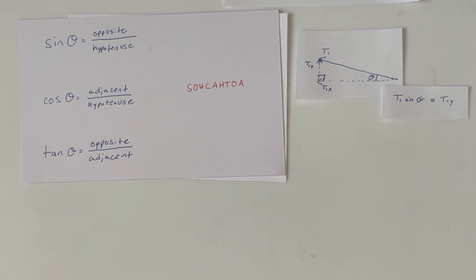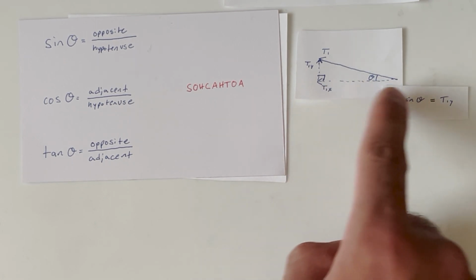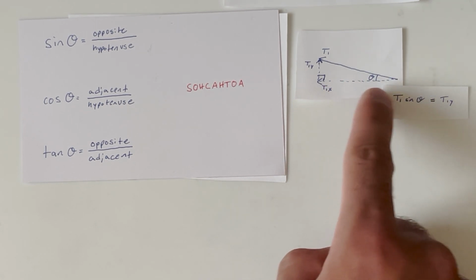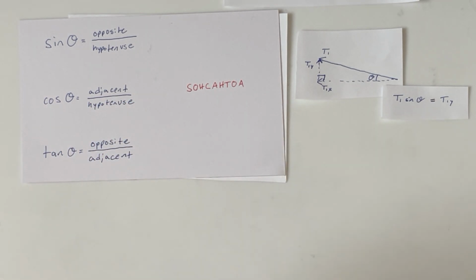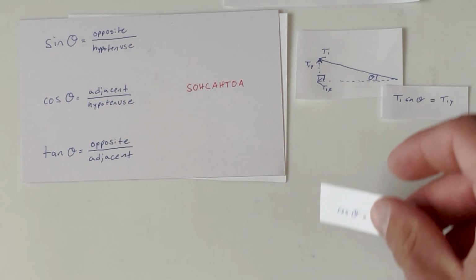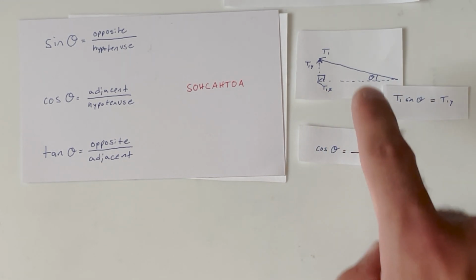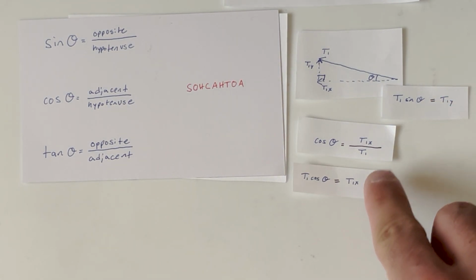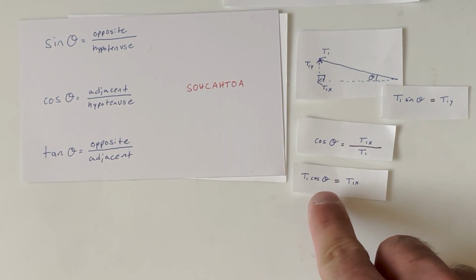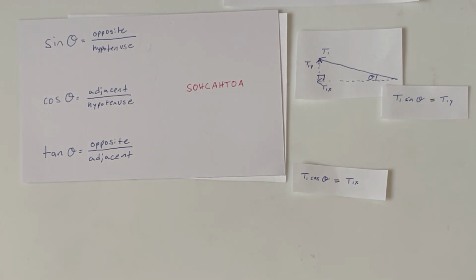So let's do the next one, tension 1x. So tension 1x is this horizontal part, and this is adjacent to that theta. So that means we're going to use cosine of theta because it's adjacent over hypotenuse. So cosine of theta is going to be tension 1x, adjacent, divided by tension 1, which is the hypotenuse. Then again, we're going to simply multiply that tension 1 on the denominator over to the other side to get tension 1 cosine of theta is equal to tension 1x. So let's move this out of the way now that we've solved that.